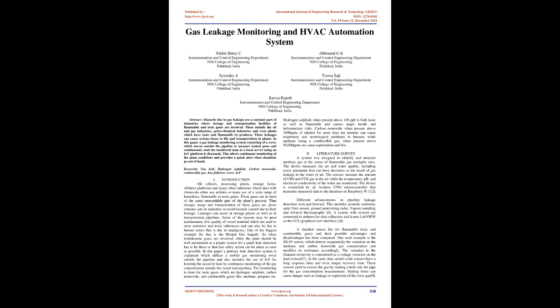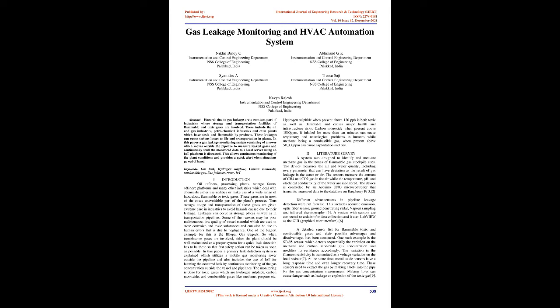In this paper, a gas leakage monitoring system consisting of a rover which moves outside the pipeline to measure leaked gases and continuously send the monitored data to a local server using an IoT platform is discussed. This allows continuous monitoring of the plant conditions and provides a quick alert when situations go out of hand. Keywords: gas leak, hydrogen sulfide, carbon monoxide, combustible gas, line follower, rover, IoT.